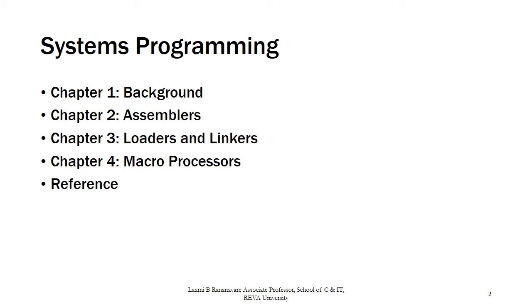Systems programming. The first chapter deals with the background. The second one deals with assemblers. The third one is with loaders and linkers. The fourth one deals with macroprocessors. And the last topic is the references of this topic.